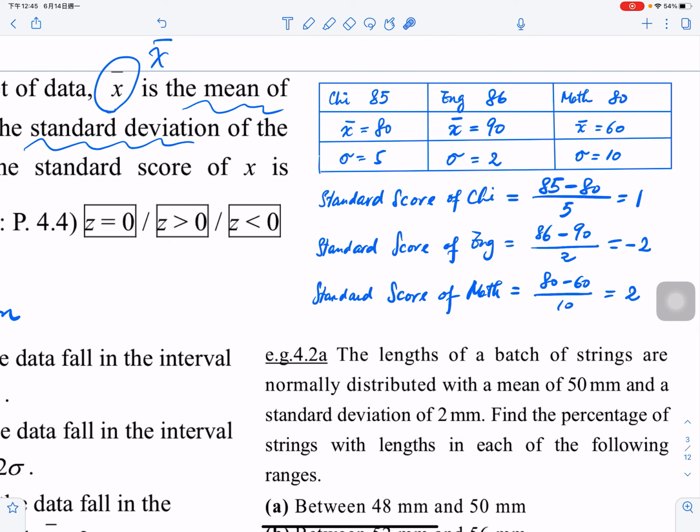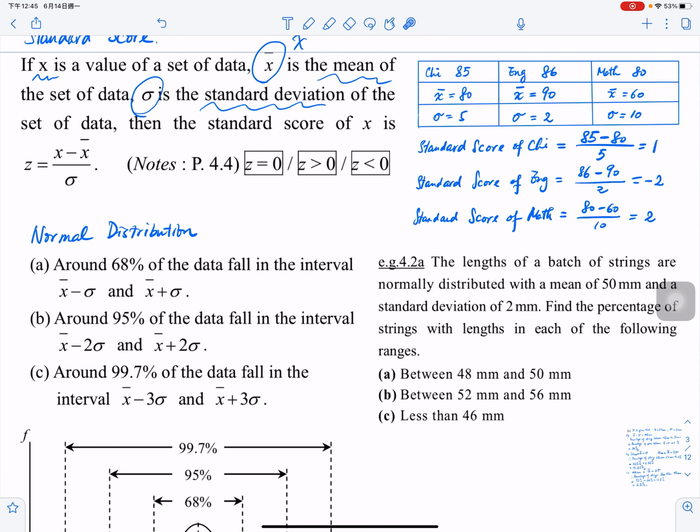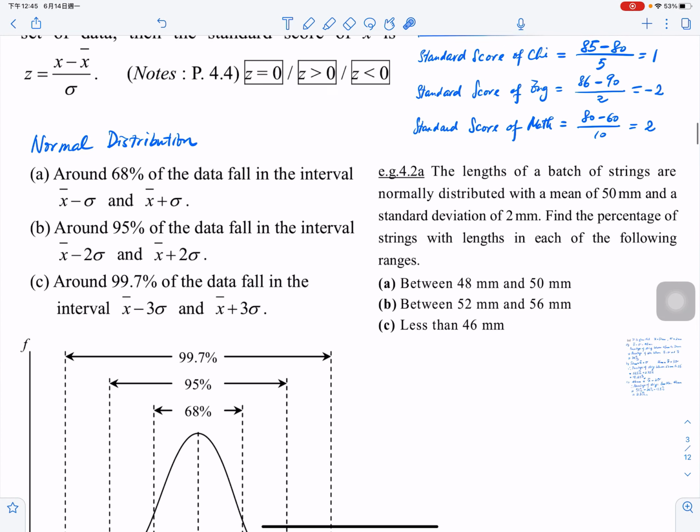So if you study the standard score, you know which one performs best. Mathematics is the best and English is the worst one. Okay, so this is the standard score. How about the normal distribution? Do you remember?